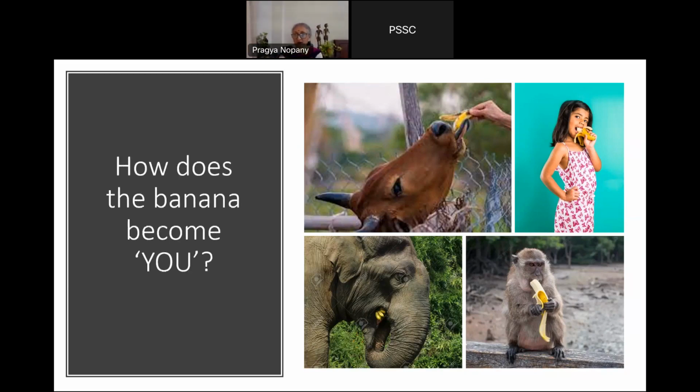So the question you ask the children is, how does the banana become you? If the cow eats, the banana becomes cow. If the child eats, the banana becomes the human being. If a monkey eats the banana, the same banana becomes the monkey. And if the same banana is eaten by an elephant, it becomes part of an elephant. In all four different species, the banana becomes that particular species which eats it, and it loses its identity as banana. So how is it that the same thing is eaten by four different species and it becomes those species? It is such a wonder.